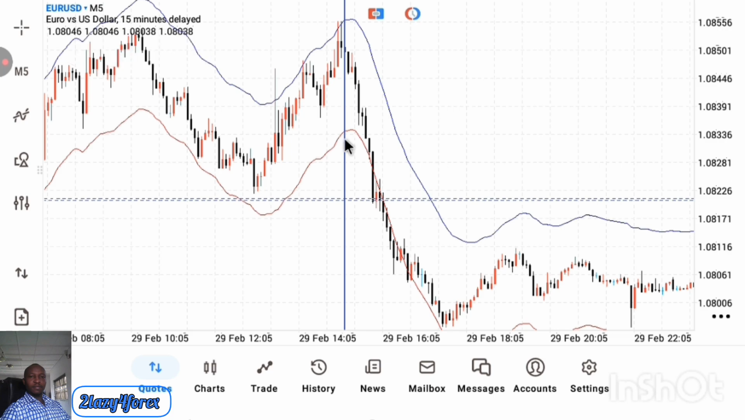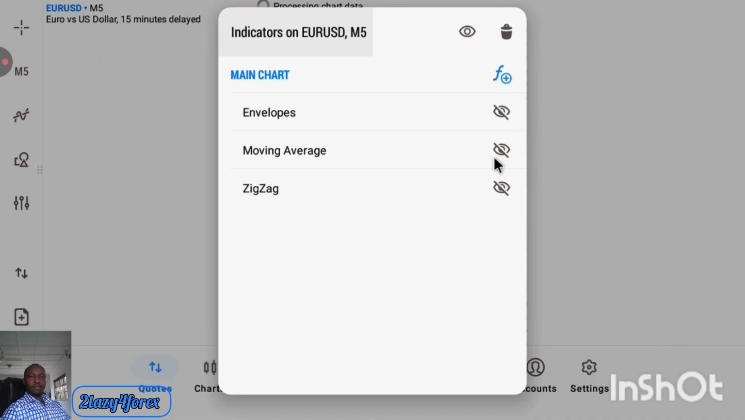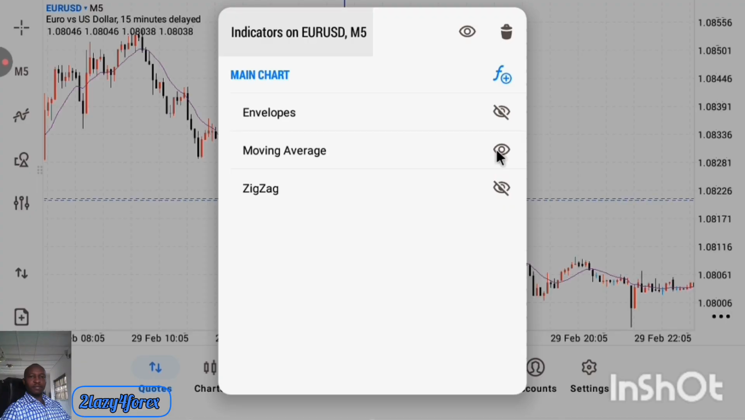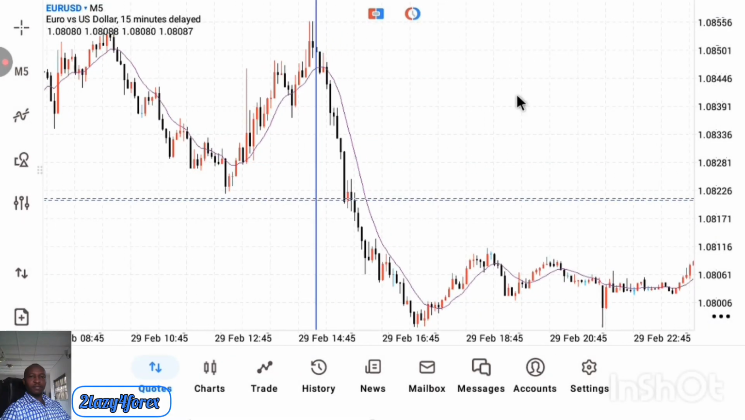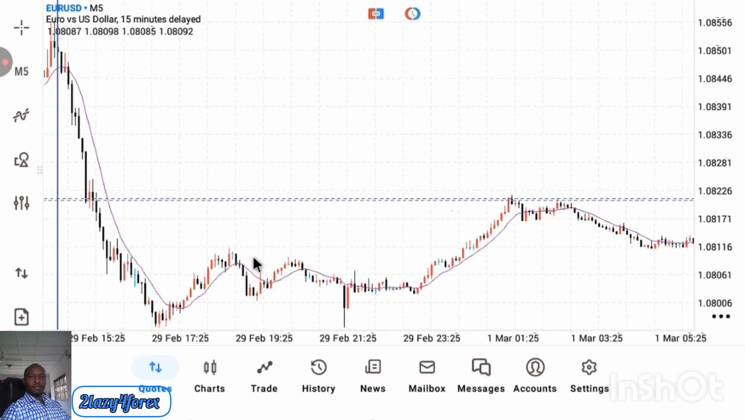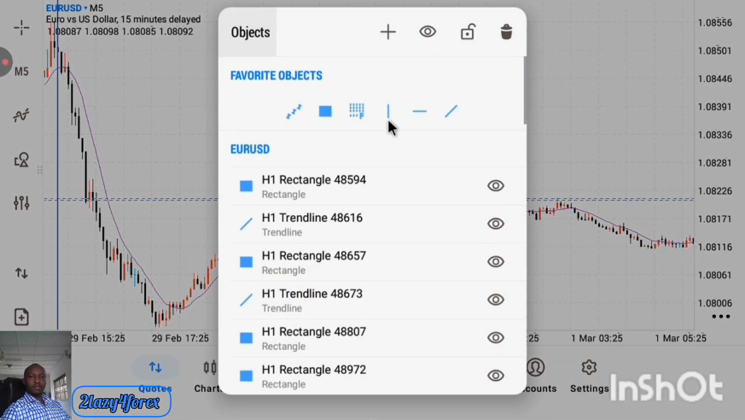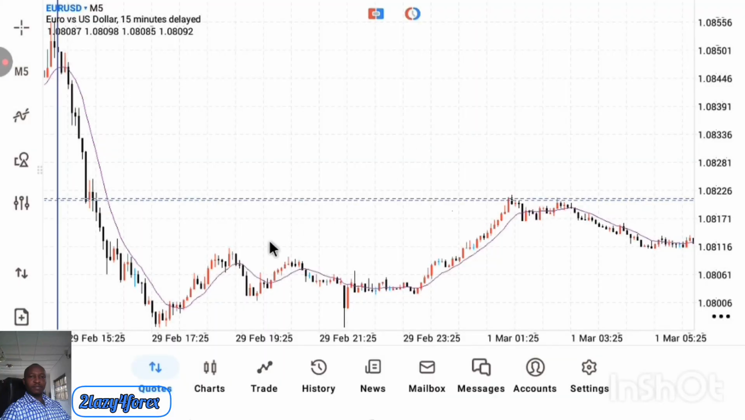So what you do, to make your chart neat and clean, is go back to your indicators list, hide your envelope, then open your moving average. Now that you have your moving average, what this indicator is for is that you need to be able to select a break of the lowest high. So now you start looking for a break of the lowest high, according to the moving average. You are not picking anything yourself.